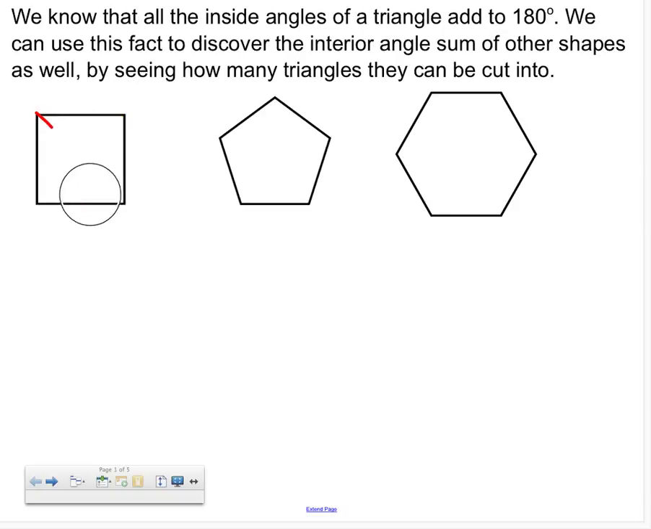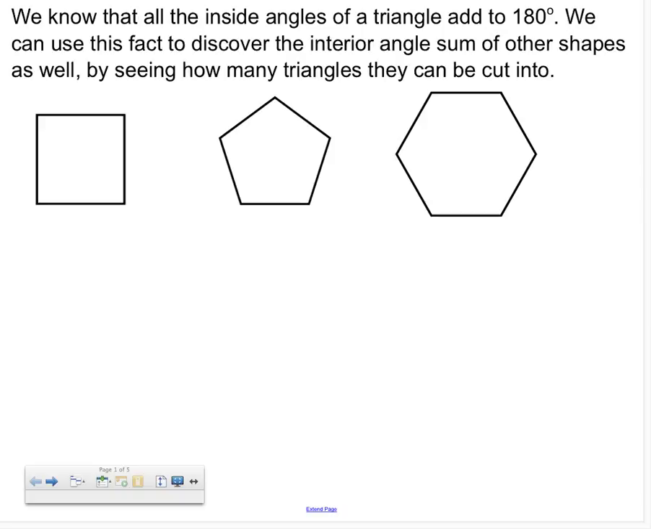And the second rule is I can't cross a cut I've already made. So for instance, if I make this cut here, I could not make that dotted cut there because I'm crossing a cut I already made, and that's not allowed. Other than those two rules, you can make any kind of cuts you want. So we want to figure out how many triangles these shapes can be cut into, because if each triangle has a sum of 180, and we can figure out how many triangles are in the shape, then we can figure out what the angles of the shape are going to be.